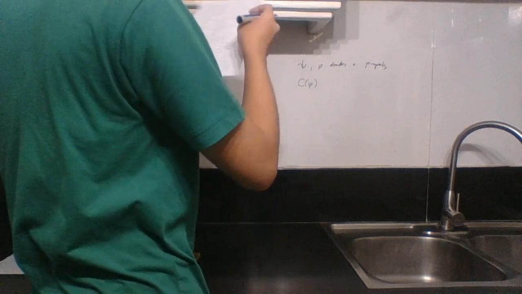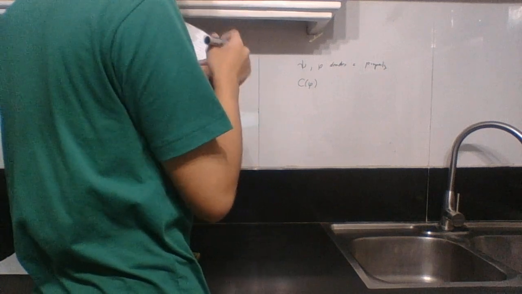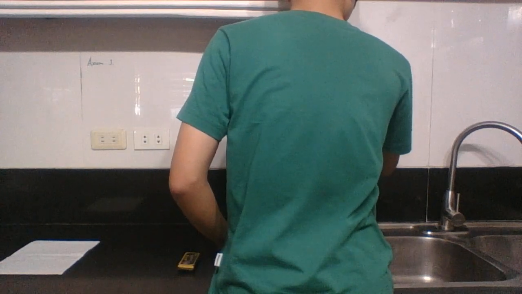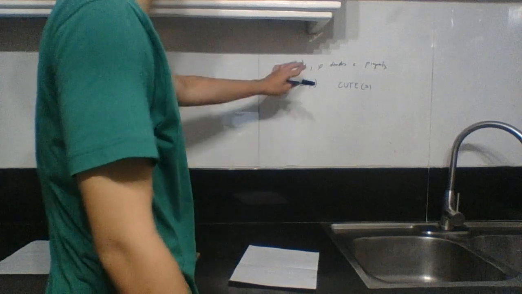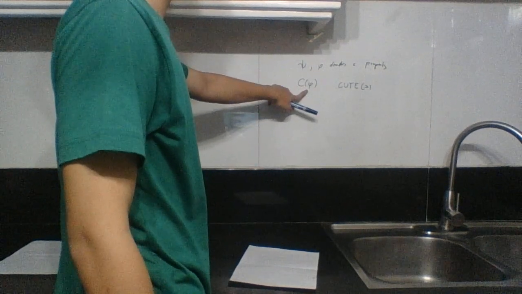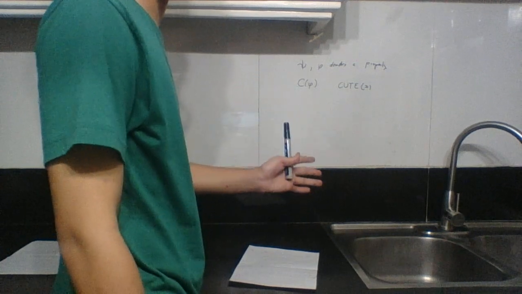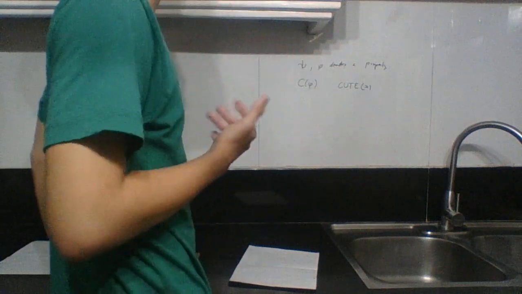And I have a third object that I want to call CUTE of X. Okay, so here's the thing. X here is an object. It's a thing, an object, not really a property. But C over here, this C of var phi, is defined over properties only. But cute over here, cute of X, is only defined over objects X.